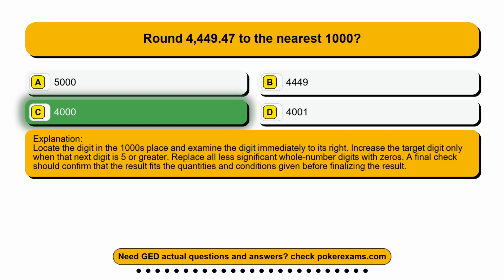Locate the digit in the 1,000s place and examine the digit immediately to its right. Increase the target digit only when that next digit is 5 or greater. Replace all less significant whole number digits with zeros. A final check should confirm that the result fits the quantities and conditions given before finalizing the result.